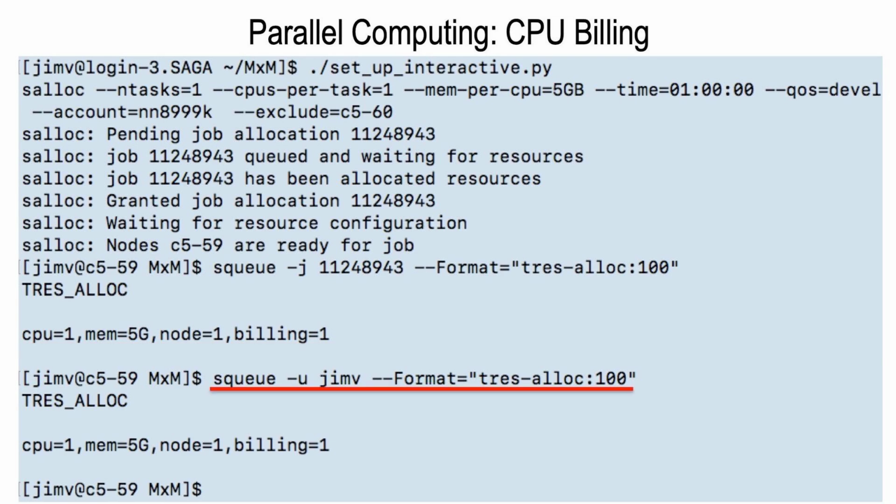I can also obtain this information by using sq with the -u option, followed by my username. On a Linux cluster, sq is short for show queue. It is a command used in the Slurm workload manager to display information about jobs in the queue, including their status, node allocation, and other relevant details.